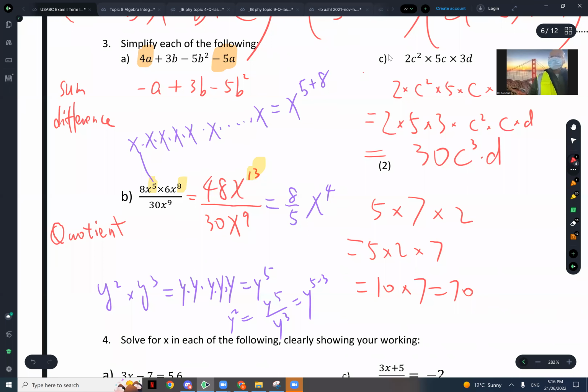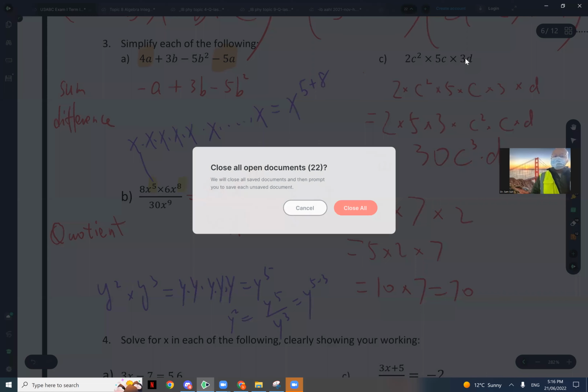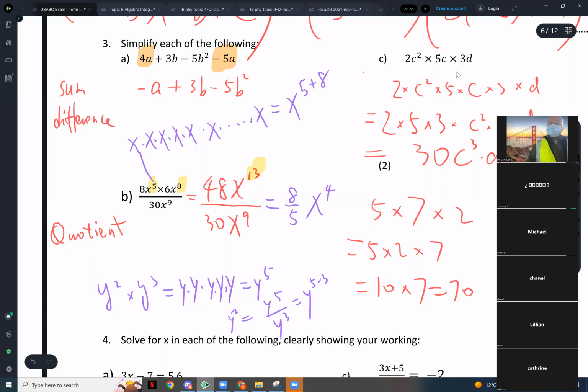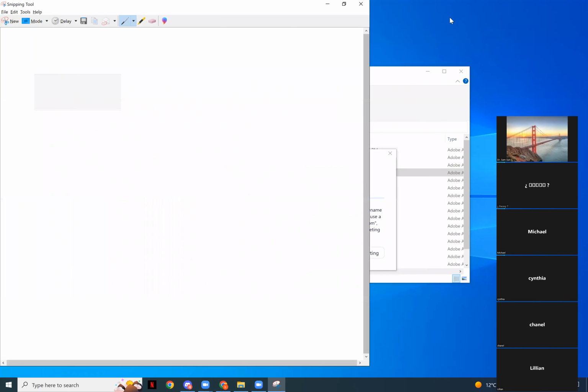Hello guys, let's revise sine rule, cosine rule. Revision, sine rule, cosine rule. One random question.